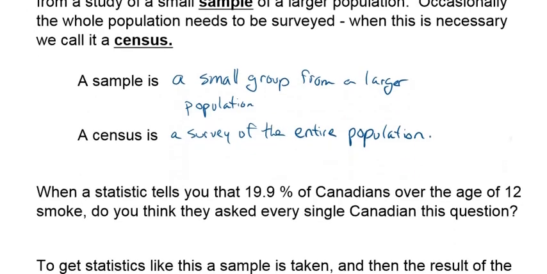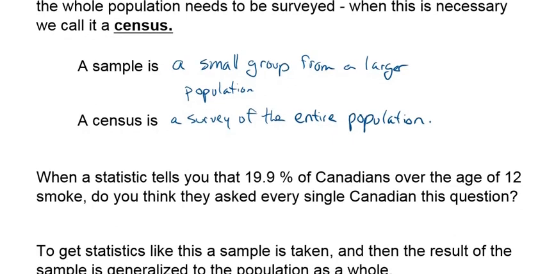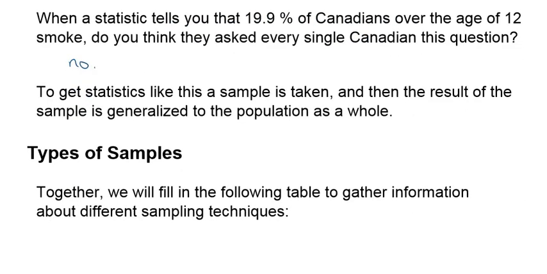So when a statistic tells you that 19.9% of Canadians over the age of 12 smoke, do you think they asked every single Canadian this question? Probably not, because that would take way too much time, and usually on something like the national census, they don't ask about things like smoking. So to get statistics like this, a sample is taken, and then the result of the sample is generalized to the population as a whole. So they're going to pick random people out of the population just to get a good sense of what the population of Canada is looking like.